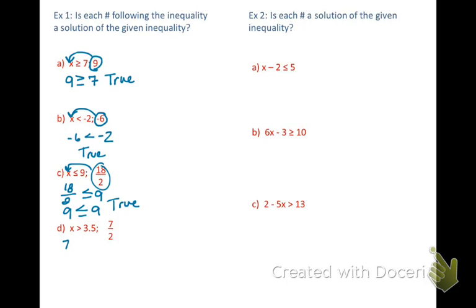D, 7 halves is greater than 3.5. You either can turn 3.5 into a fraction, or you can turn 7 halves into a decimal. I'm going to do that, so remember you can do that. So it's 3.5. So I have 3.5 is greater than 3.5. Well, it's equal to, but not greater than, so that's false.